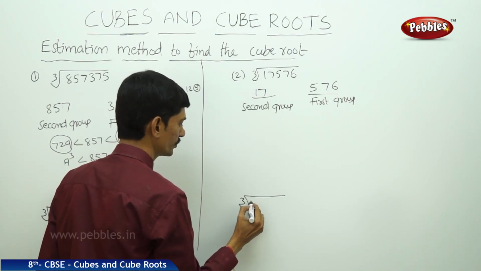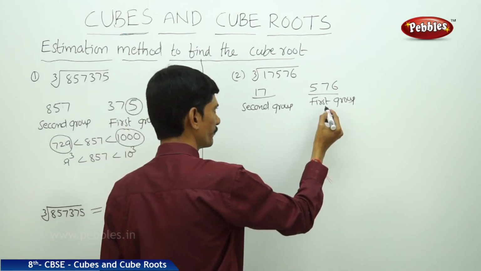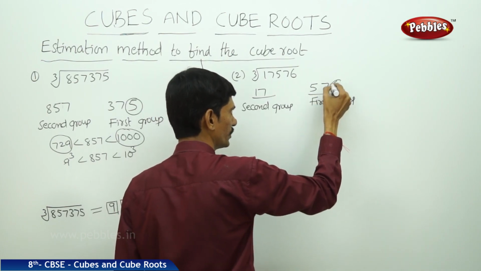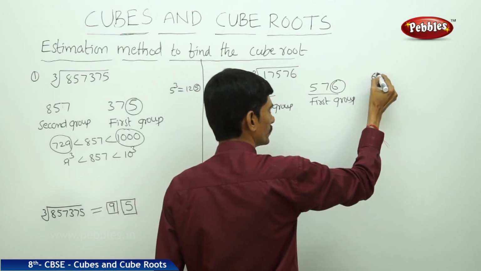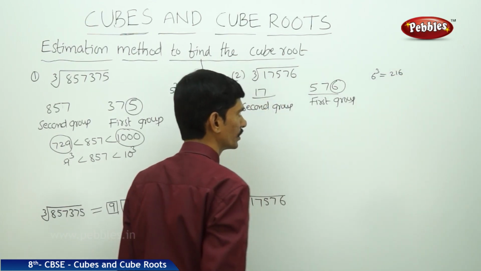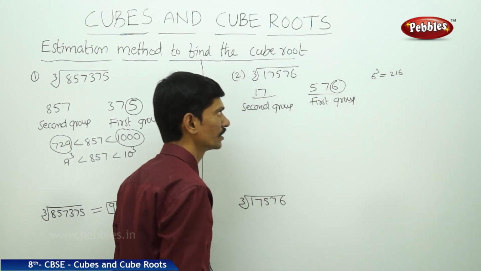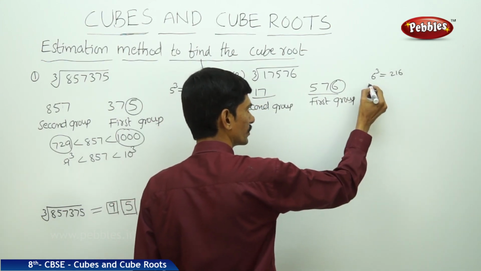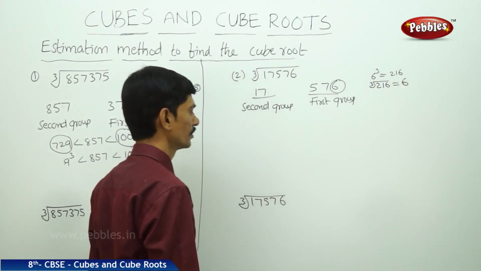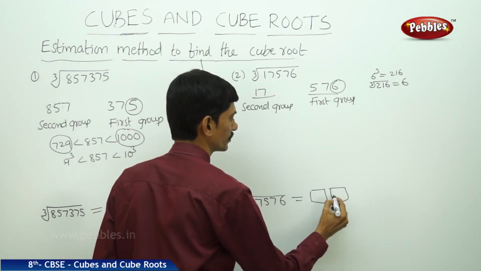We have to find the cube root of 17,576. Next, consider the first group, 576. What is the units place of the first group? It is 6. Then 6 cubed equals 216. So if a perfect cube ends with 6, then its cube root also ends with 6. So the cube root of 216 equals 6. So the units place of the cube root is 6.